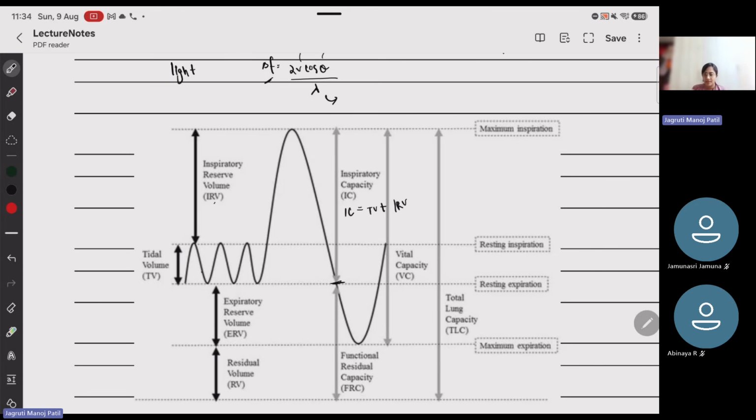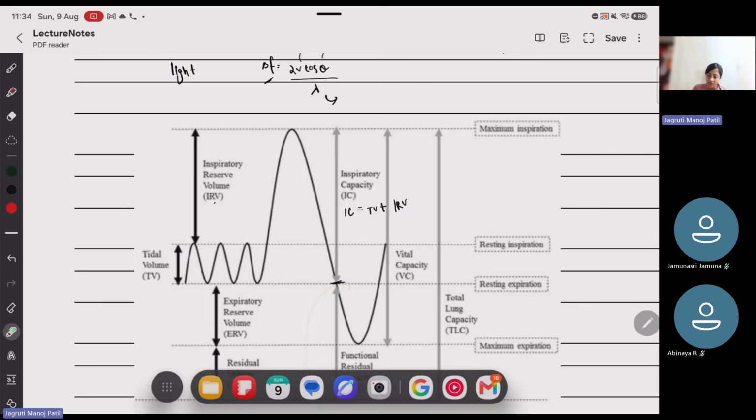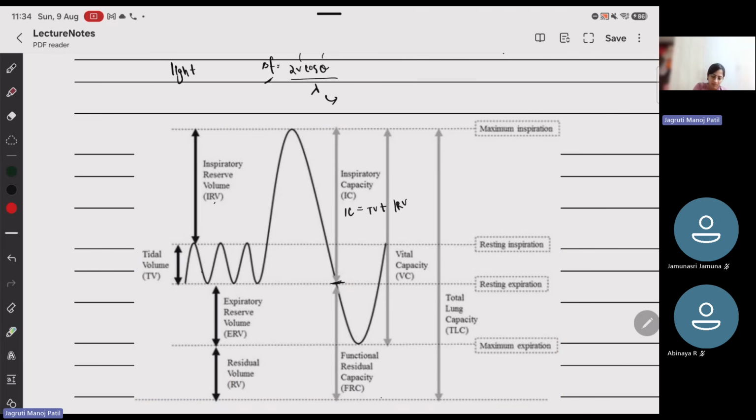Then you have functional residual capacity. This one at the bottom is your functional residual capacity. It occurs after a normal exhalation. So what's the amount of air remaining inside your lungs after a normal exhalation? This is equal to your expiratory reserve volume plus your residual volume. No need to remember these terms. Just see the chart by yourself and you know what each term stands for. One is forceful, one is after the regular process.